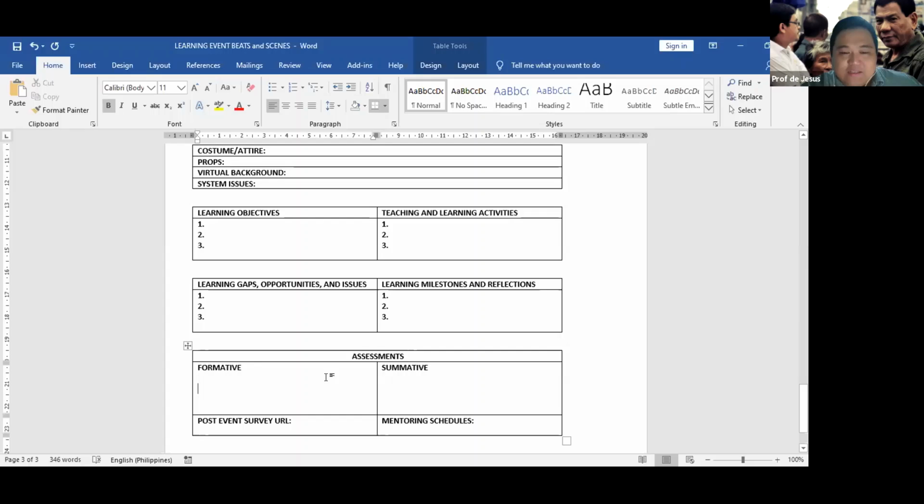So what about your assessments? And post your URL for your survey. Do you schedule a mentoring session? And this is just a one pager wherein you can integrate every tip and tool that we have here. But then again, this tool, by the way, is a work in progress.